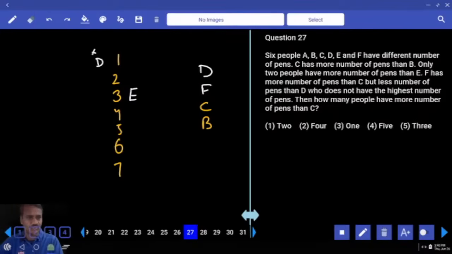And then who has more pens than C? Now, more pens than C. Tell me how many persons are there? Then what is your answer here? More pens than C. D cannot be here. And C has more pens than B. Only 2 people have more pens than E.